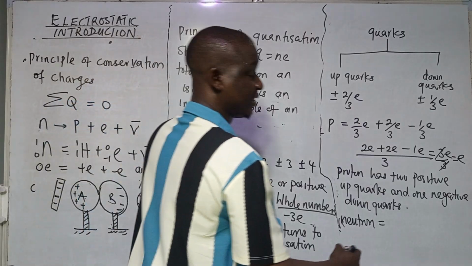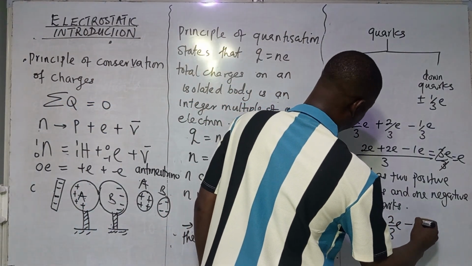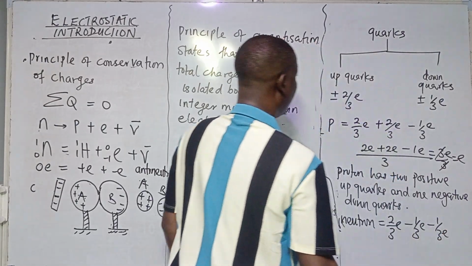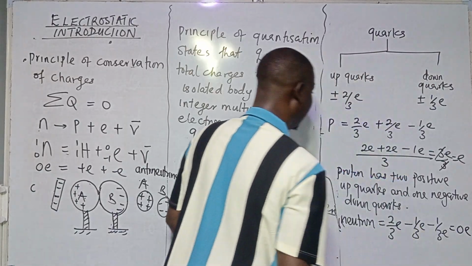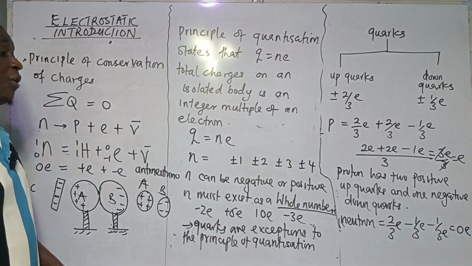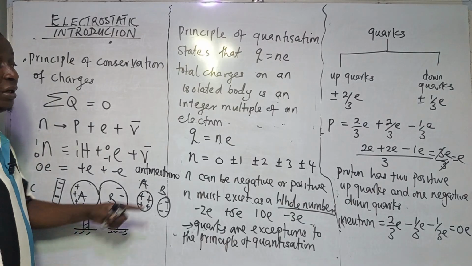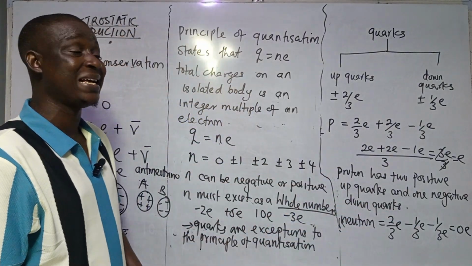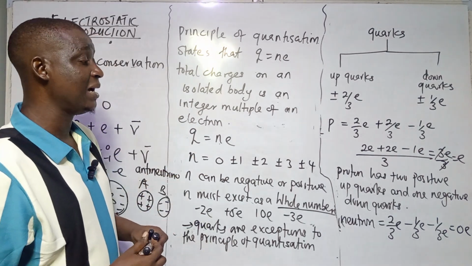You understand that? You are going to state that in the comment section for me. We have 2/3e, 1/3e, 1/3e. So it has what? Zero electron. Don't forget zero electron. That's why I put 0 here, initially, because I want you to understand that neutron and proton exist as a whole number. You understand now?